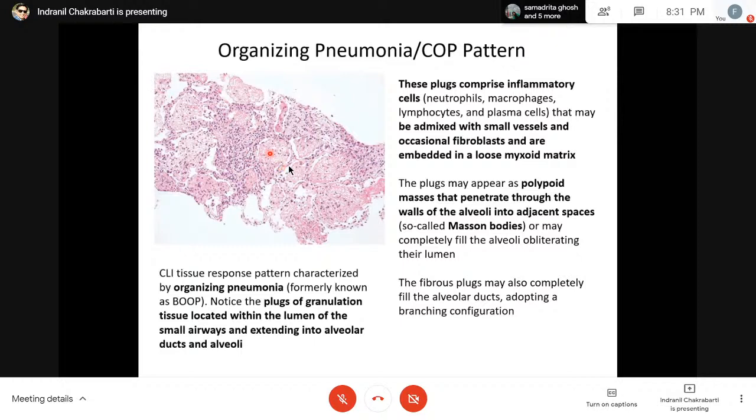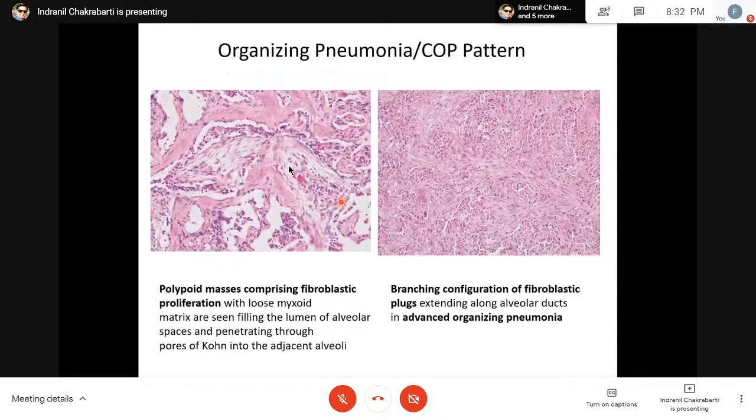You notice the plugs of granulation tissue located within the lumen of these airways and extending into the alveolar ducts or alveoli. So what are these plugs composed of? These comprise inflammatory cells, neutrophils, macrophages, lymphocytes, admixed with small vessels and fibroblasts. They are embedded in loose myxoid matrix. And these plugs may appear as polypoid masses and penetrate through the walls of the alveoli into adjacent spaces. So these plugs are also known as Masson bodies. So the fibrous plugs may also completely fill the alveolar ducts, adopting a branching configuration like this one.